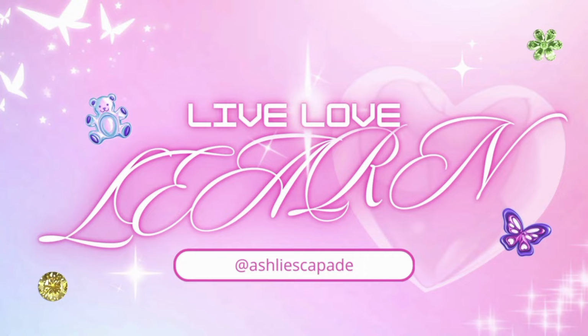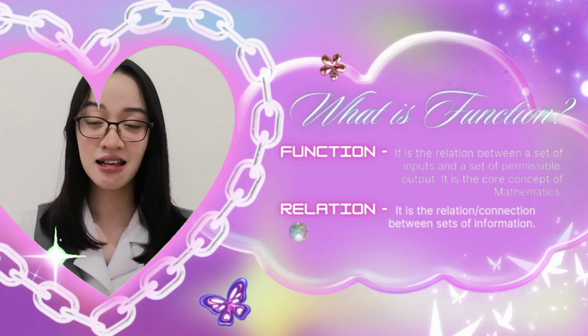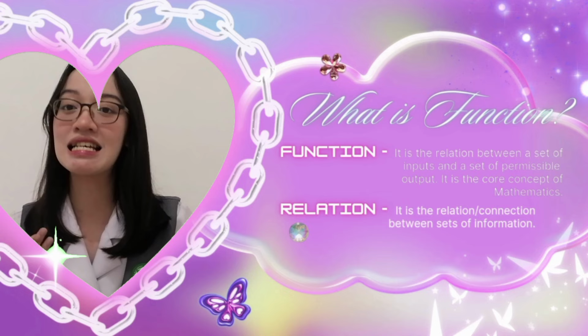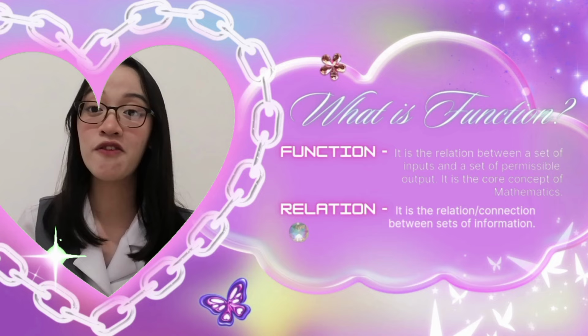But for us to move forward to our topic, let us first find out what is the meaning of functions. What is function? It is the relation between a set of inputs and a set of permissible output. It is the core concept of mathematics. But what is relation? It is the relation or connection between the sets of information. And now that we have learned these words, let's move forward to how to solve this addition and subtraction on function. Without further ado, let's do it.